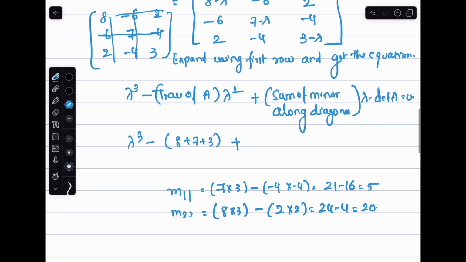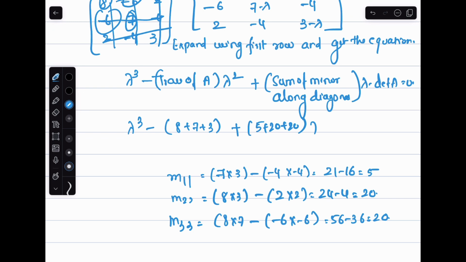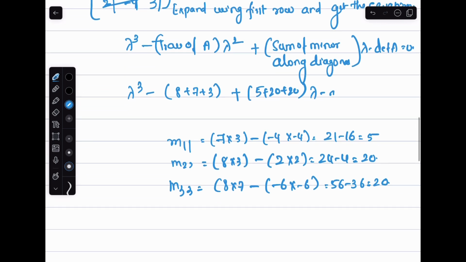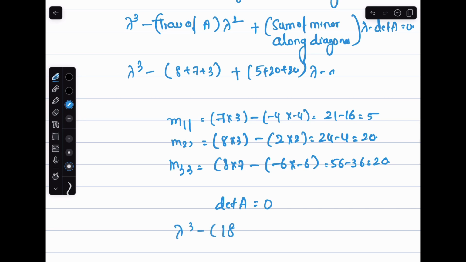Now M3: third row and third column we are eliminating. So 8 into 7 minus of 6 into minus 6, it is 56 minus 36 is equal to 20. So now substitute back into lambda minus determinant of A. So what is the determinant of A? When you find out the determinant of A, you will get the answer as 0.